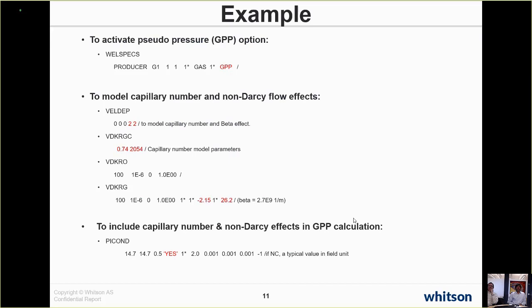Any question? Yeah, comment? The other numbers you have on the PICON, the 14.7, 14.7, those are the integral DP increments below the dew point and above the dew point. Yes, so that's clear. And the 0.5 is some kind of a damping factor. Is that explained in the manual, or is it important, or is 0.5 the default? It is explained in the manual what the damping factors are.